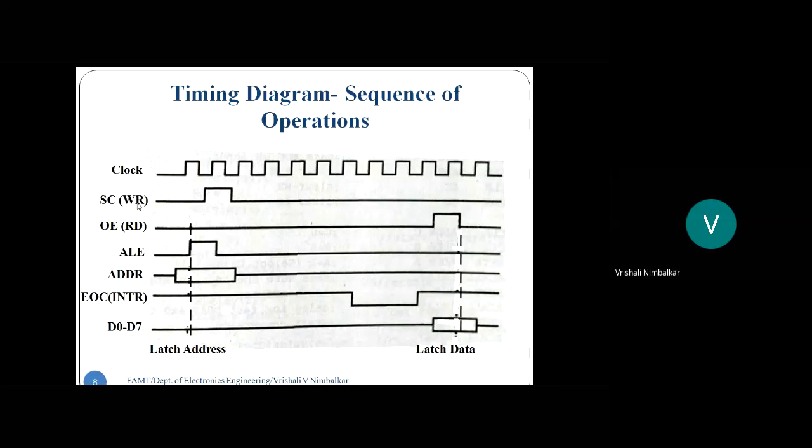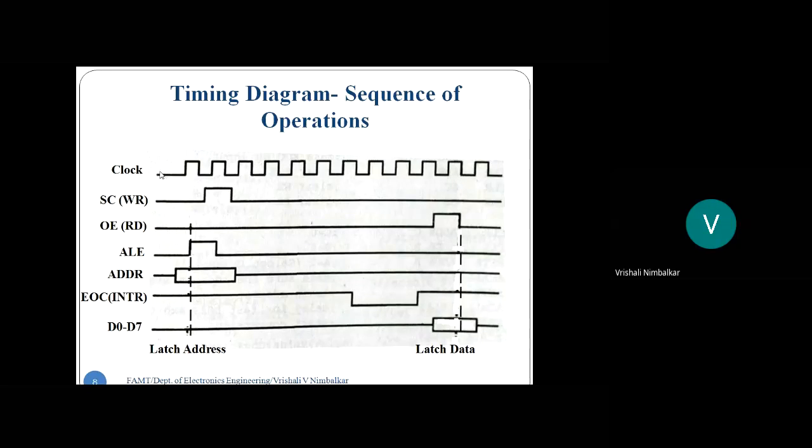Okay, so the signals are of the 0804 analog to digital converter. SC is start of conversion, which is active high. OE, output enable, is for reading the digital data. ALE, address latch enable. ADDR means those ABC bits. EOC, end of conversion. And D0 to D7 are the digital pins, the digital data lines.